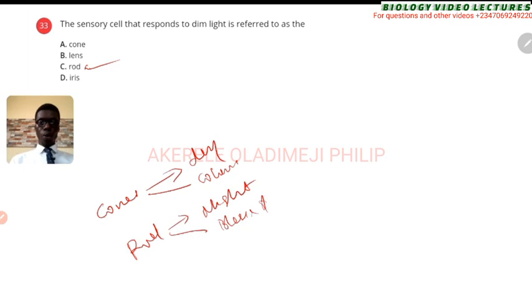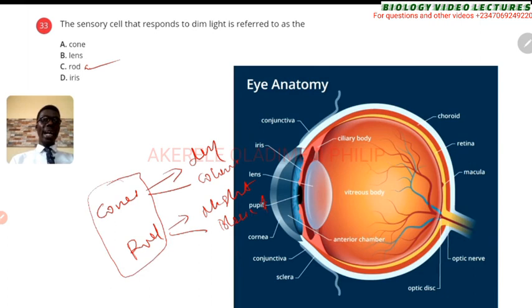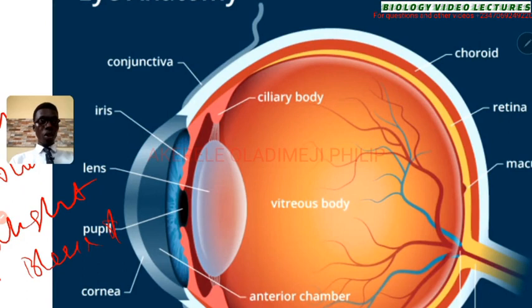All right. And I believe you know that these two are called photopigments, and they are found in the retina of the eyes. So this is the retina. So this retina, as it looks yellowish, is made up of cones and rods. But there's something I want you to pay attention to.